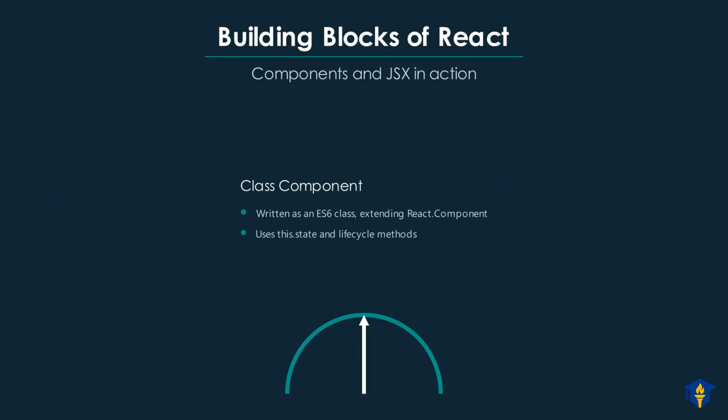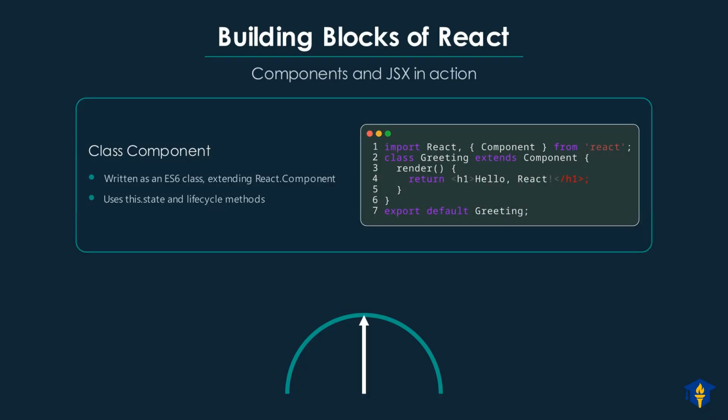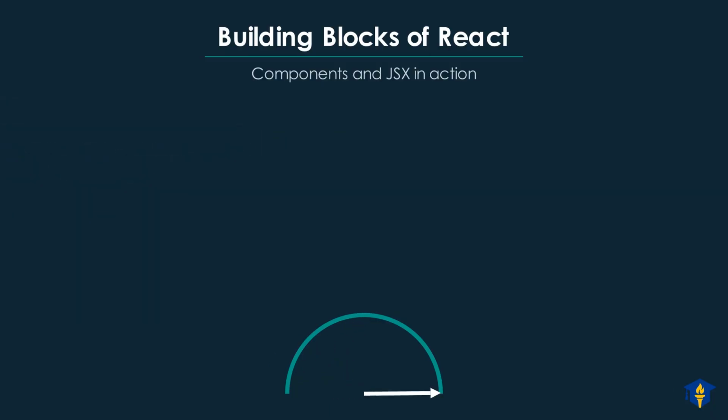A class component is an ES6 class that extends React.Component for its functionality. These components manage state using this.state and implement various lifecycle methods. This code demonstrates a class component named Greeting, which renders the same Hello React message.